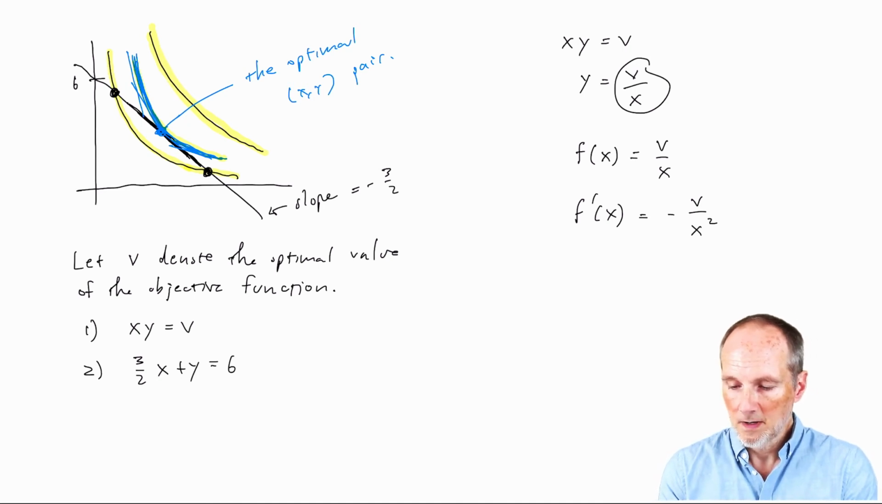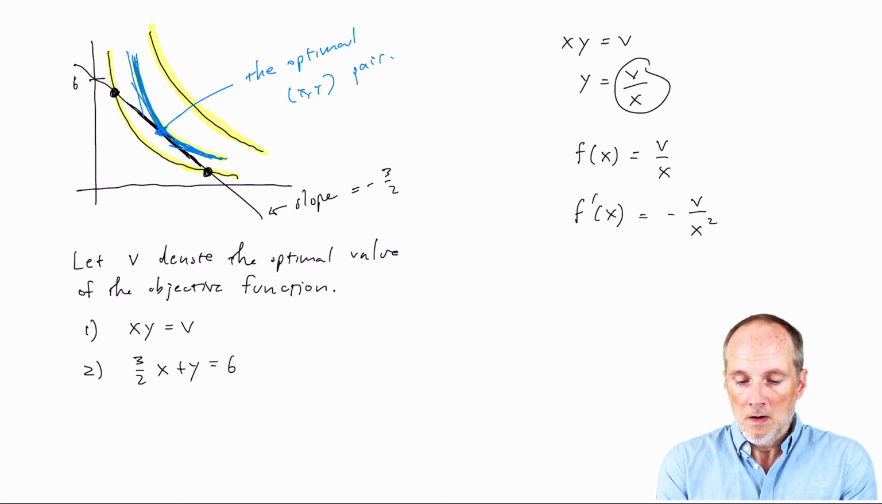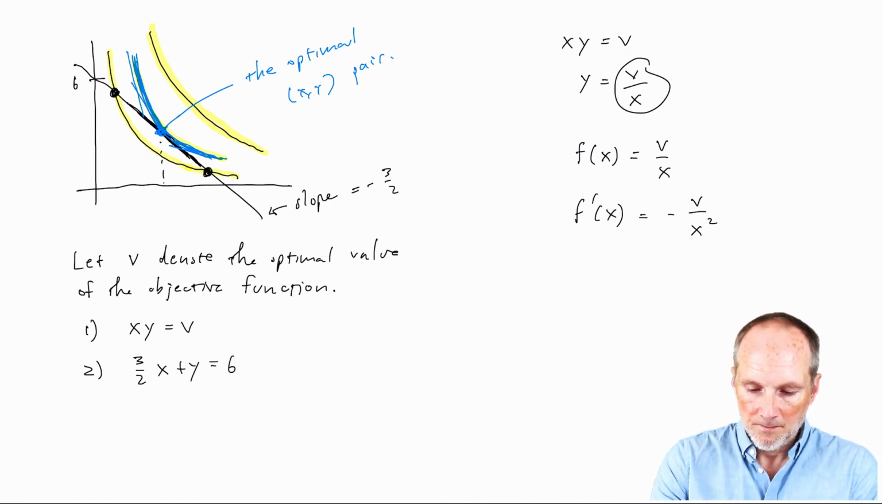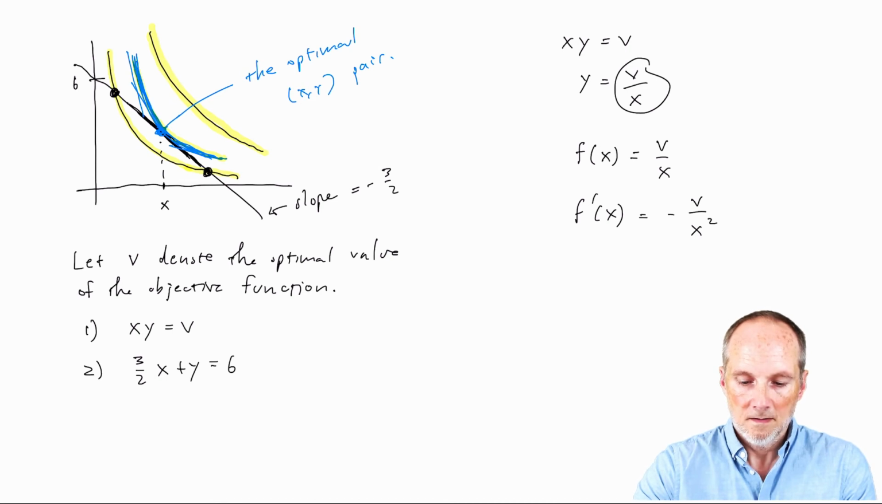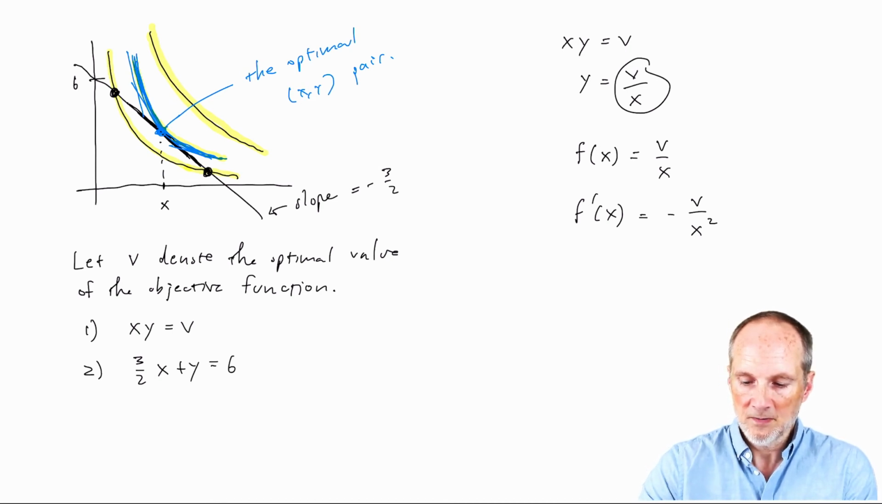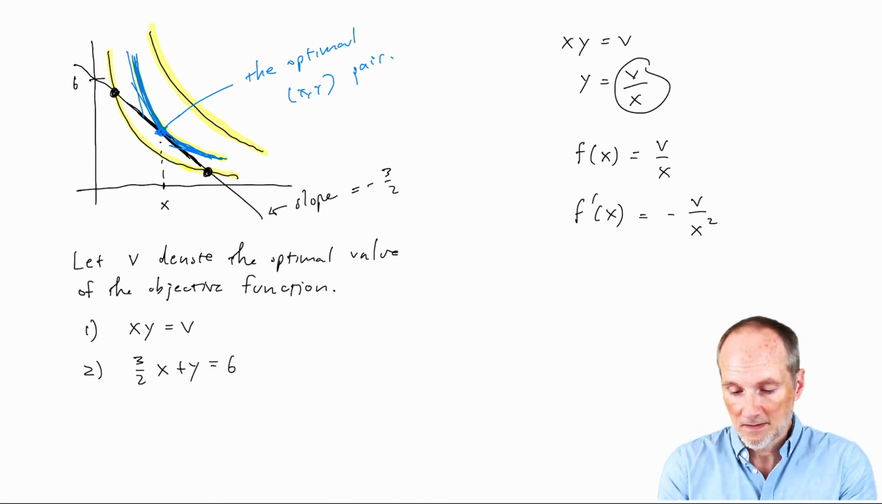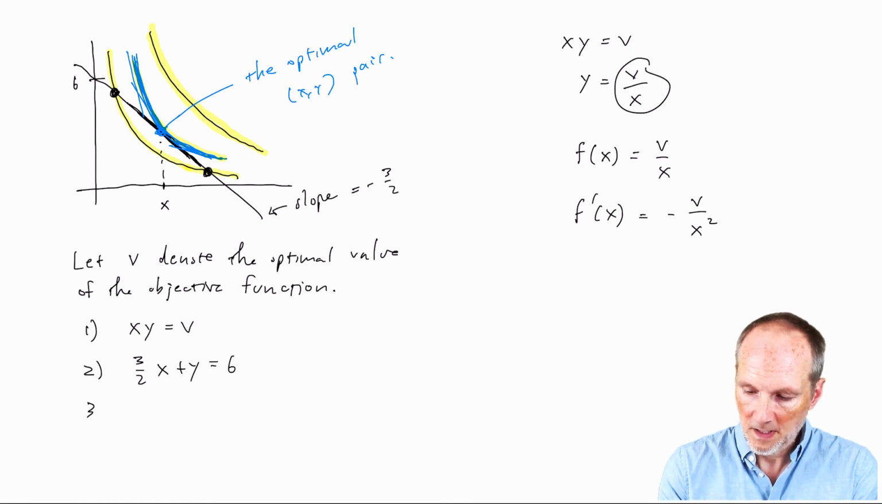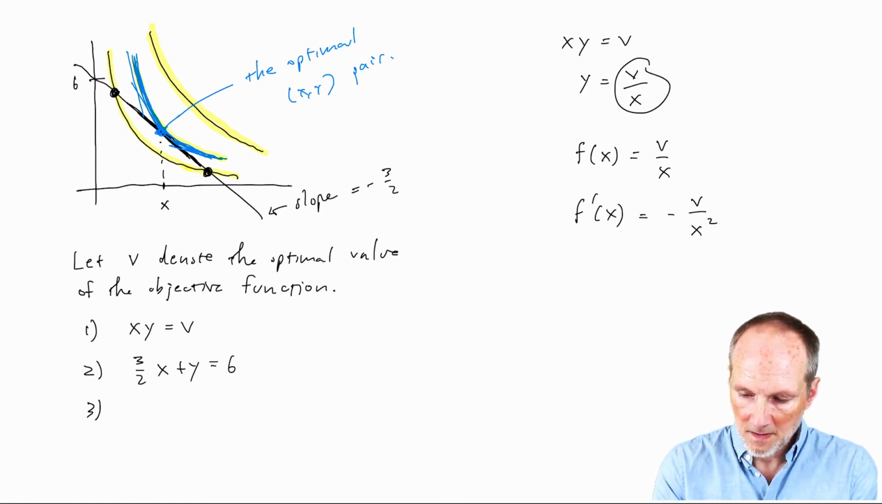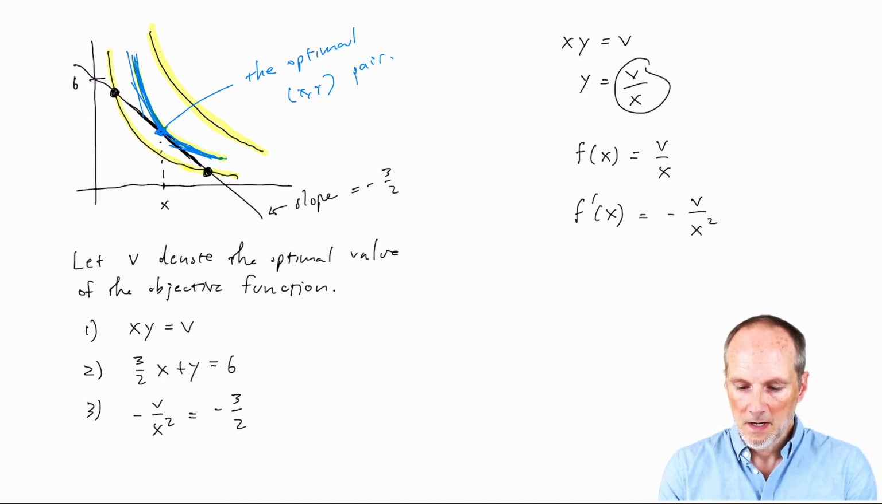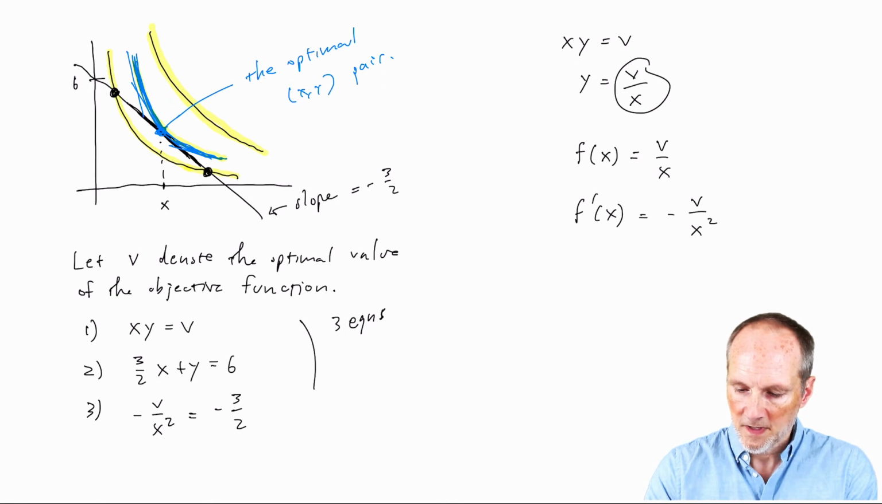Okay, so back to the problem at hand. At the optimal x, we know that the tangent line has to have slope equal to negative 3/2. In other words, the graph of that constraint function has to be tangent. So the third condition is that negative v over x squared is equal to negative 3/2. All right, so we have three conditions, in other words, three equations in three unknowns.